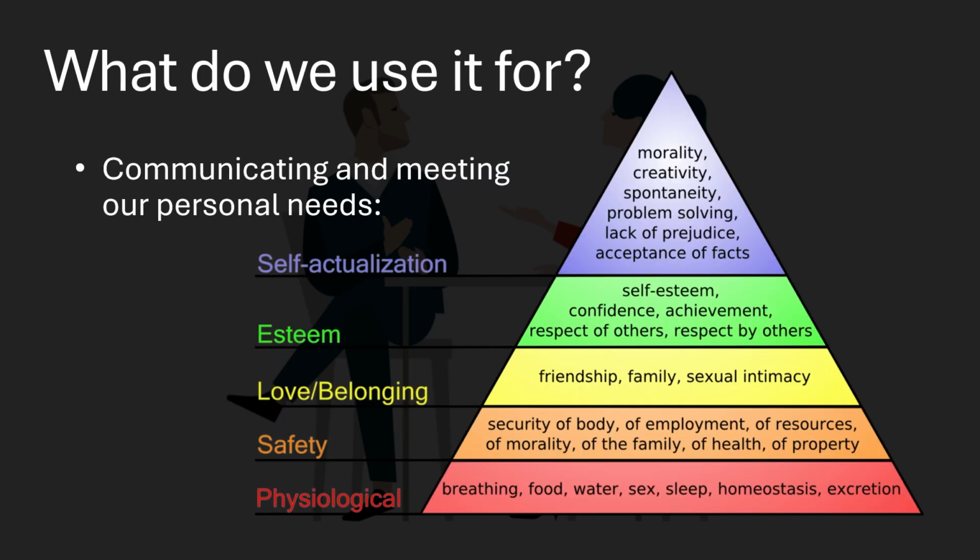Now let's talk about what we use interpersonal communications for. And one perspective is that we use it to meet our personal needs. You might recognize this image as being Maslow's hierarchy of needs, in which he categorized people's needs on a scale from the most basic needs, such as our physiological needs. Going up from there, we have our safety needs, our need for love and belonging, our need for esteem. At the very top, we have our need for self-actualization. And interpersonal communication can meet needs in all of these 5 areas.